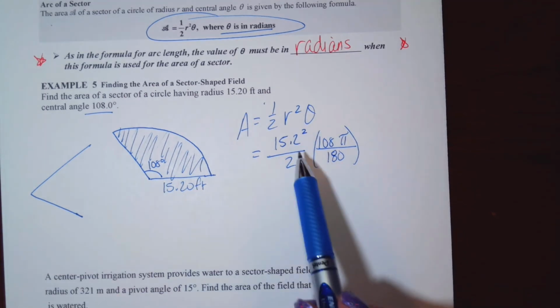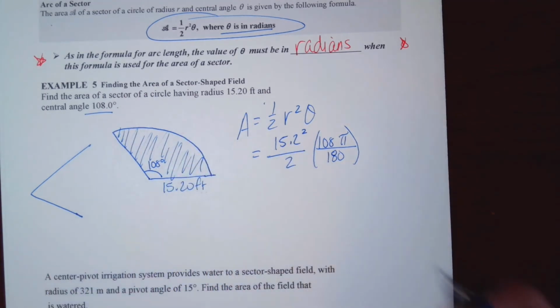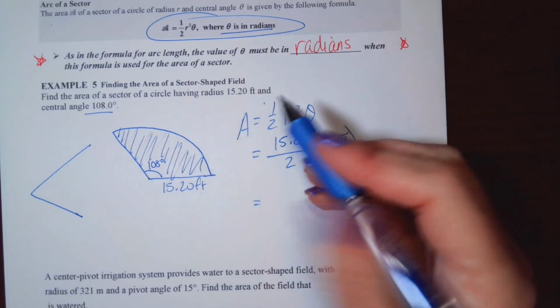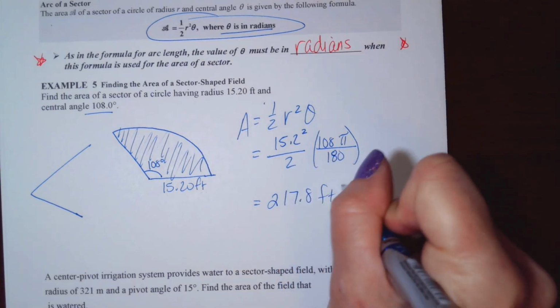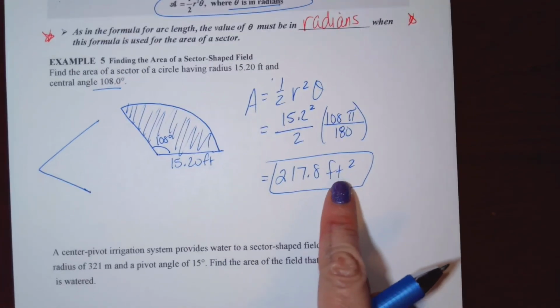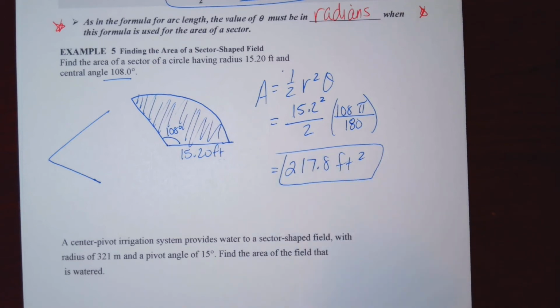When I do this, I'm left with area. Area is measured in units squared. When I plug this into my calculator, I should come up with, to 4 significant digits, 217.8 square feet. Your units are important. Make sure you're answering with your units, and that when you answer for area, it's units squared.